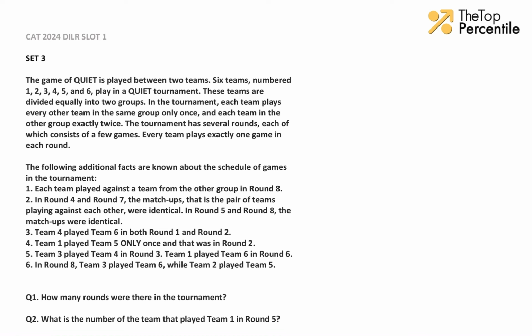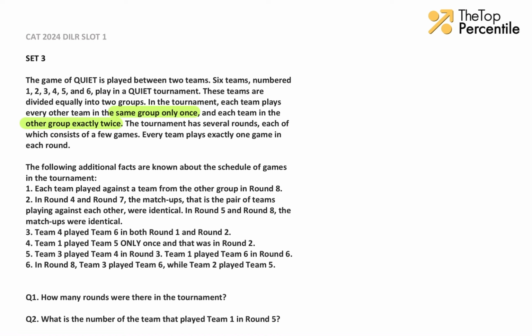Let's look at the third set. The game of quoit is played between two teams. 6 teams numbered 1, 2, 3, 4, 5 and 6 play in a quoit tournament. These teams are divided equally in two groups. In the tournament, each team plays every other team in the same group only once, and each team in the other group exactly twice. Okay, the tournament has several rounds, each of which consists of a few games. Every team plays exactly one game in each round.